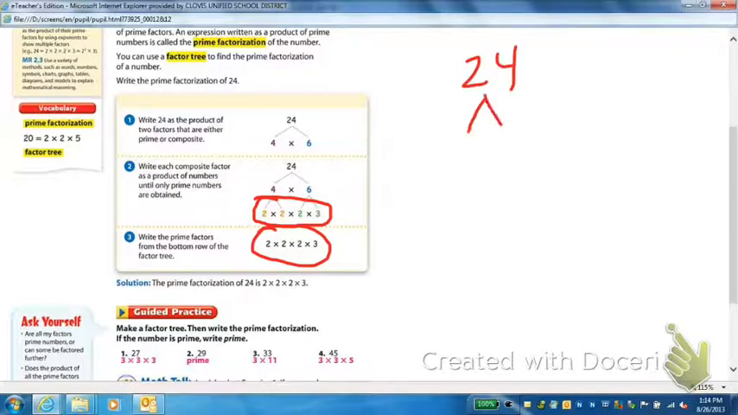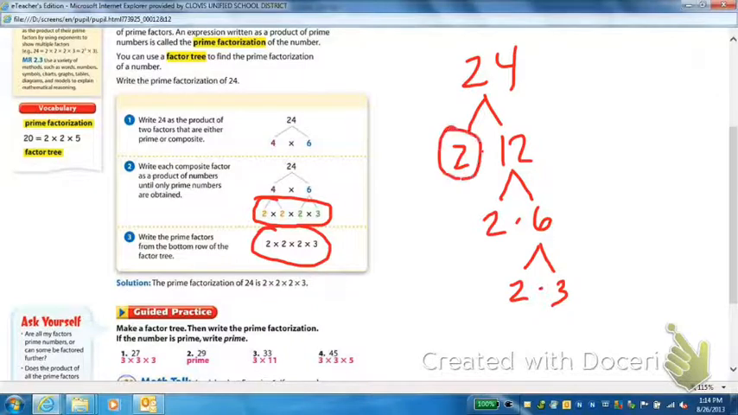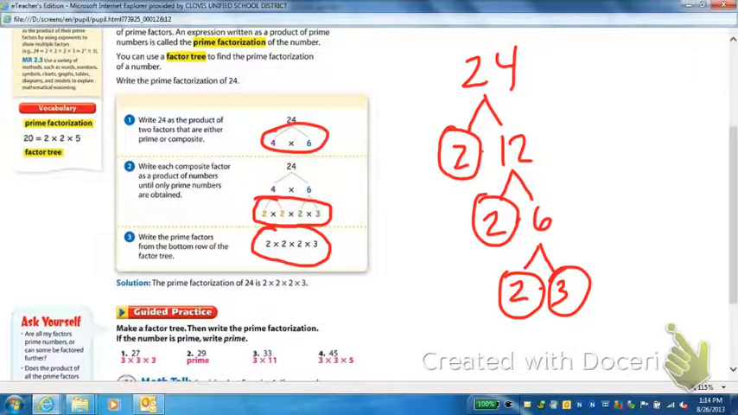If you start with 2 times 12, you would still get that same answer, because you would have 2 times 2 times 2 times 3. We want to try to start with the two biggest numbers if possible, because that makes our work a little bit easier.